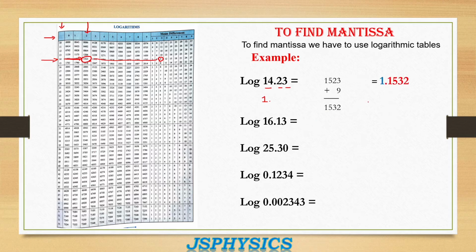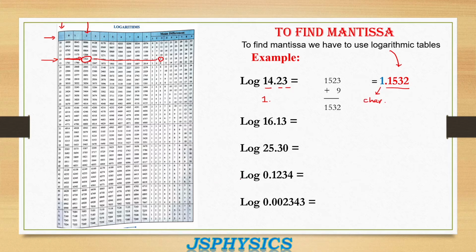So our mantissa will be 0.1532. Now when this is added to 1, it gives the answer 1.1532. So this is the fractional part of the logarithm, which we'll call the mantissa. This is the mantissa, and this is the integral part, which we'll call the characteristic. Right? So characteristic and mantissa together give the log of a given number.